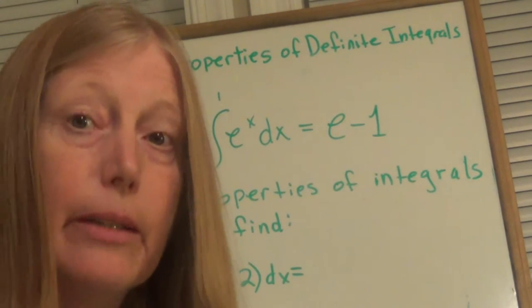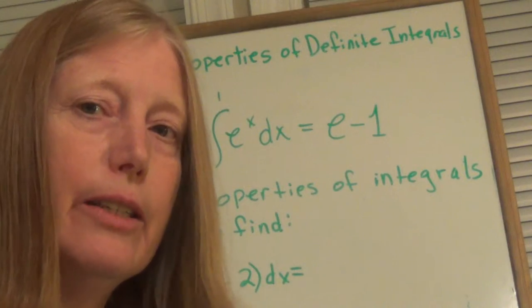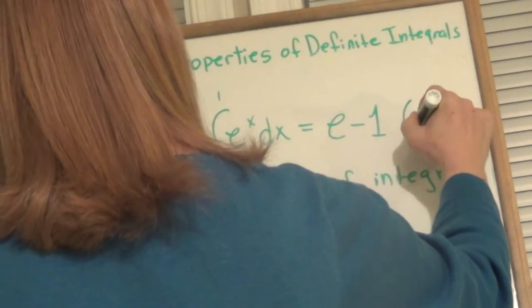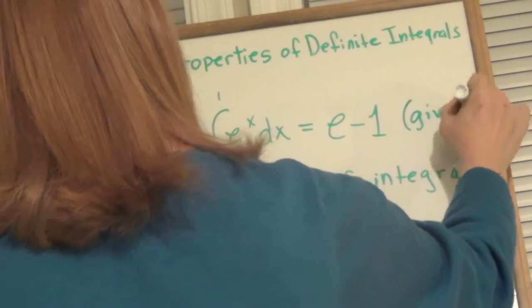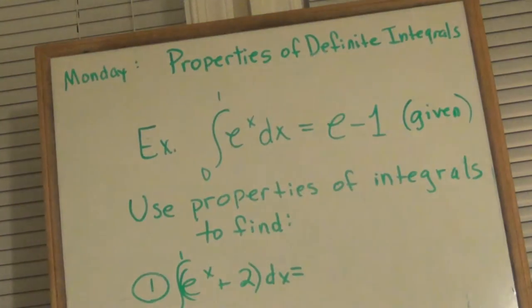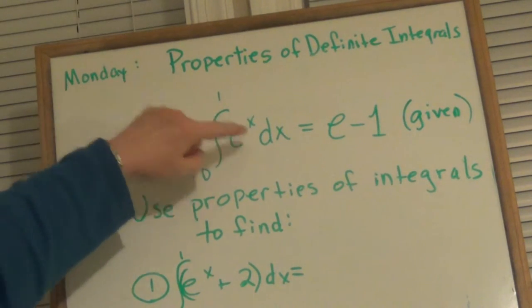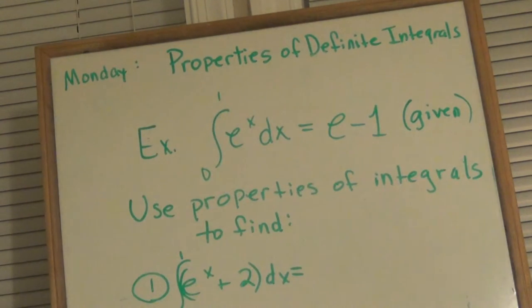One day you'll actually be able to calculate that, but for now it's just given. So understand that this is just a given value, and it is true. The integral, the area under the e to the x curve from 0 to 1 dx is e minus 1. Now we can use properties of integrals to find this value right here.